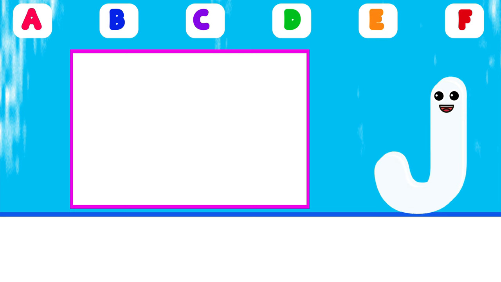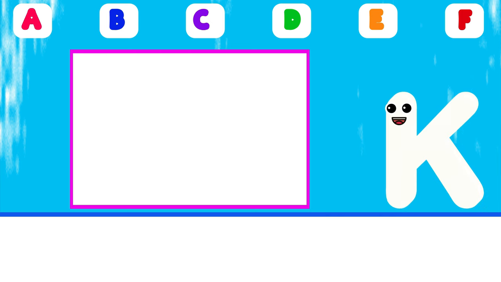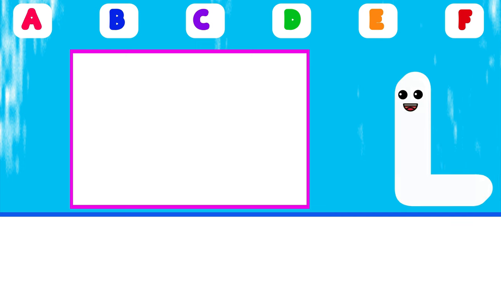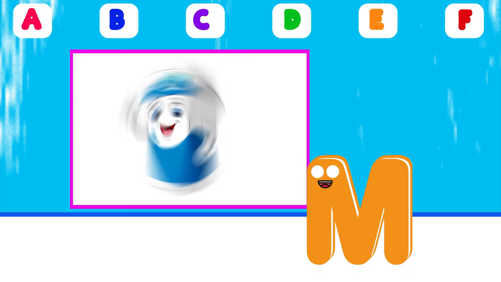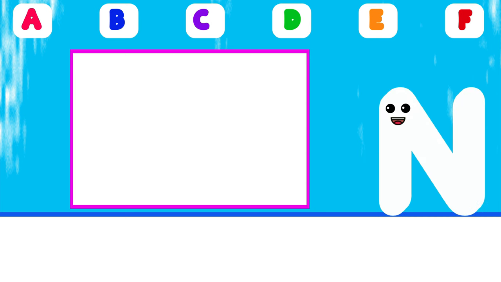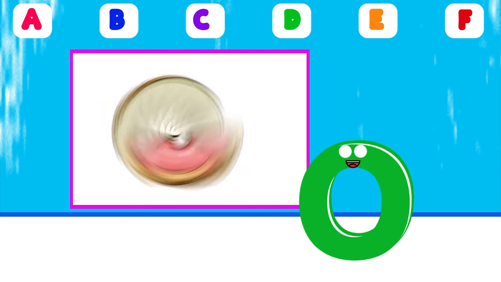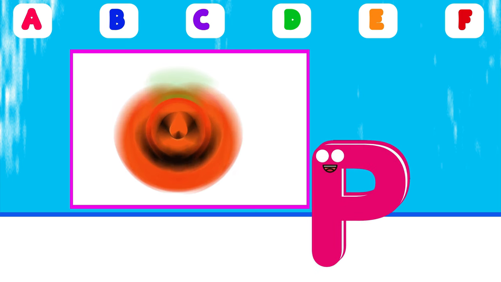I, island. J, jester. K, kite. L, lobster. M, milk. N, nobert. O, oyster. P, pumpkin.